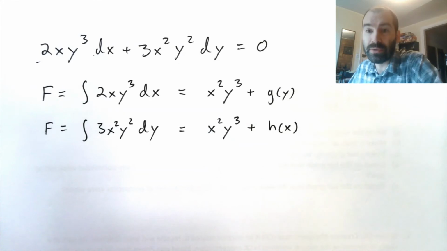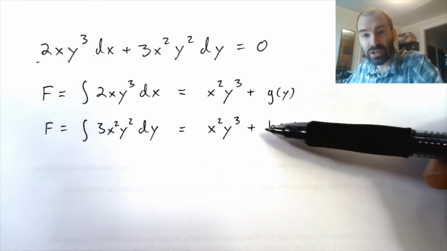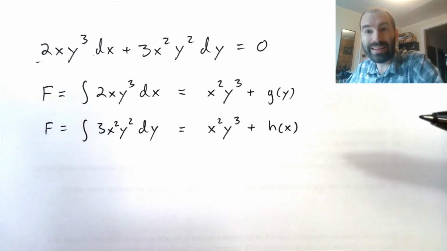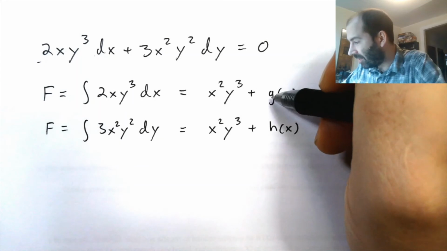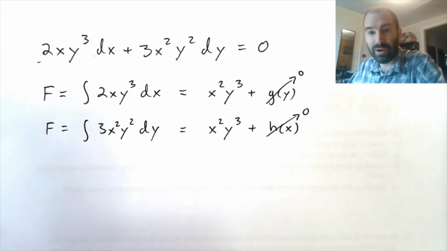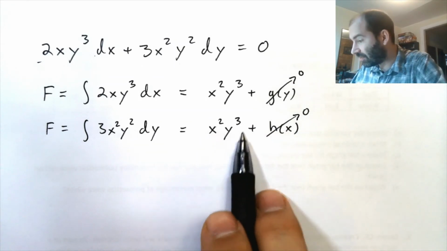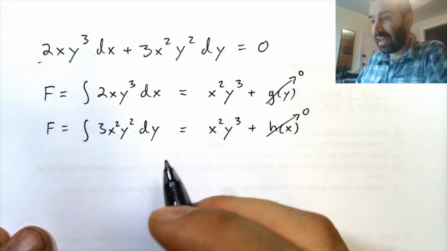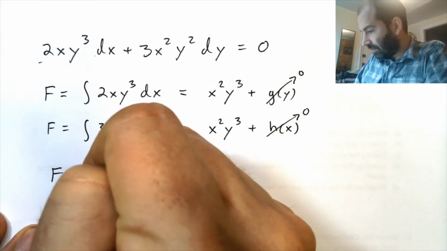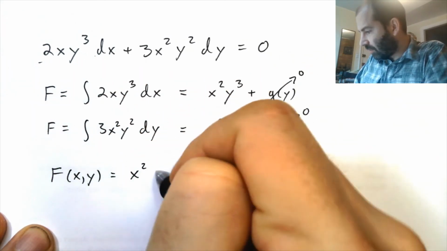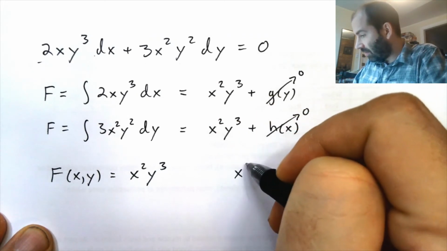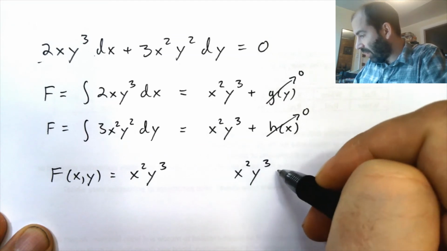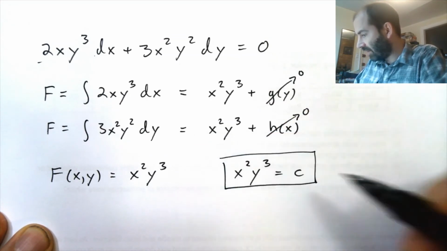But all we need to do is find functions g and h so that these are the same. And I definitely can, right? I can just take g and h to both be 0. If this is 0 and this is 0, then these agree. So it works. F is just this function, right? So in this case, the function is just x squared y cubed. And so my answer to the solution to the differential equation is just this.